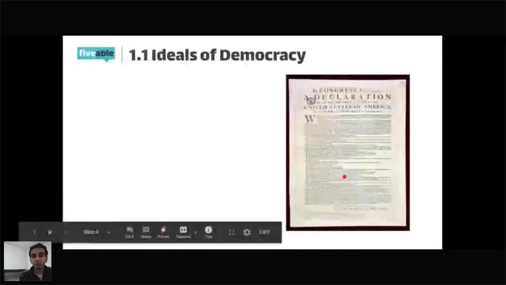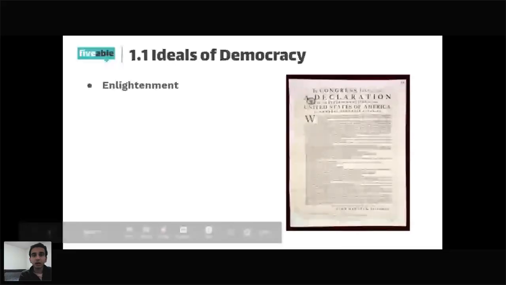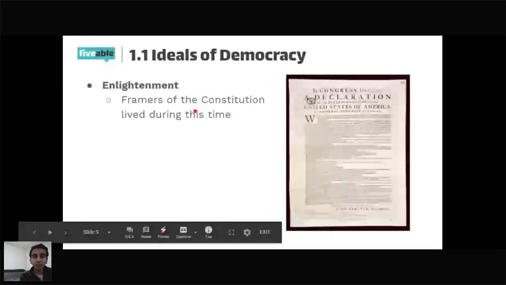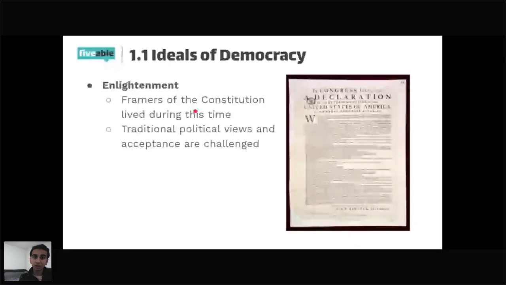So the first standard is 1.1, which is the ideals of democracy. As you guys probably have heard, the Enlightenment was a time period, and it's basically when the framers of the Constitution lived, or what they were inspired by. During this time, traditional political views and acceptance were challenged. Before this, as you know, we came out of Britain, and Britain was a monarchy. Most governments at that time were of that structure. That concept of democracy really wasn't very prevalent.